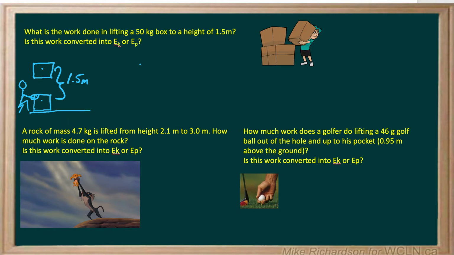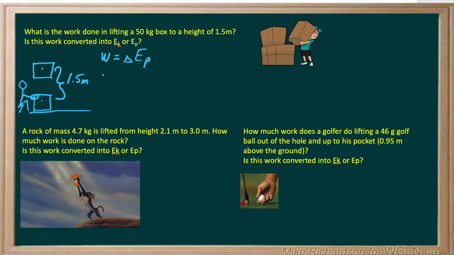Okay, once again, we've got three more work questions, and we'll have a look at them one by one. In the first case, you've got somebody lifting a 50-kilogram box to a height of 1.5 meters. And we want to know, is the work converted into kinetic or potential? Well, first of all, we're lifting the box vertically. We're giving the box an additional height, so we know that the work we're doing is being converted into potential energy. So we can focus on that equation to solve this.